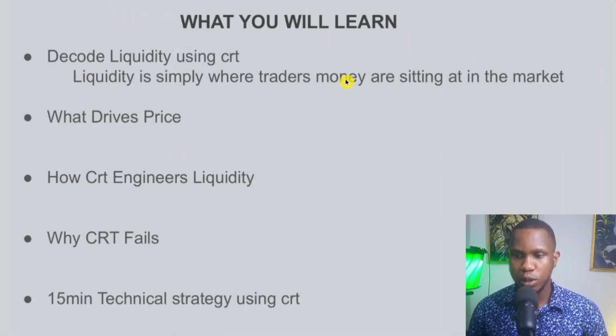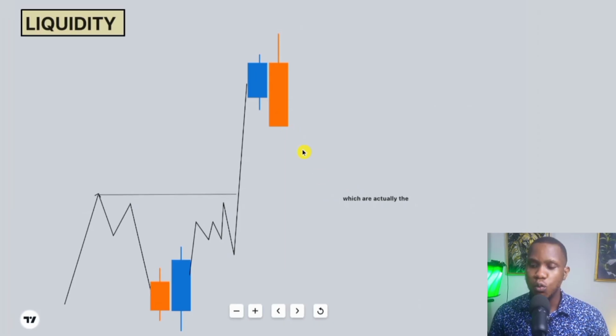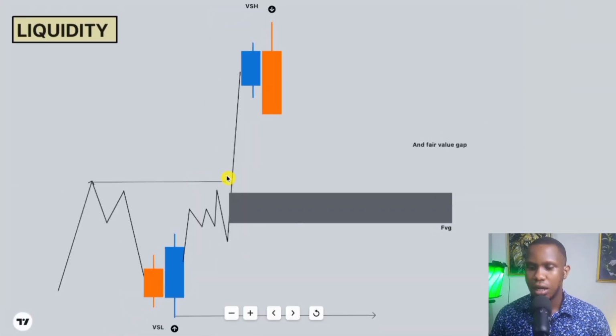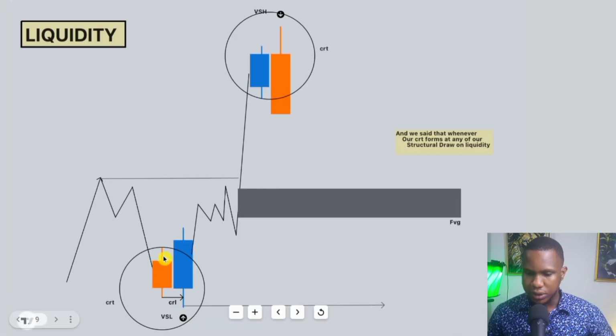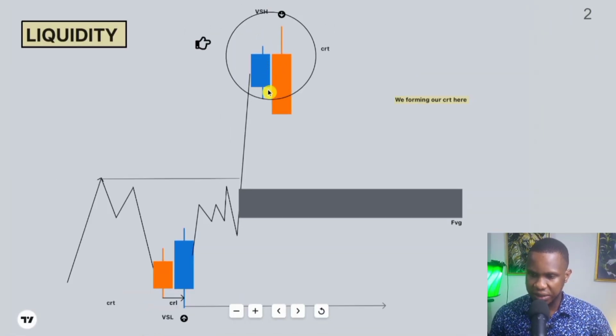Liquidity is simply where traders' money is sitting in the market. These are what your liquidity zones look like in the market, which are actually the value structure low, value structure high, and our fair value gap. And we say whenever our CRT forms at our structural draw on liquidity, we'll move to the next structural draw on liquidity. Can you see this is our CRT model 2 here?